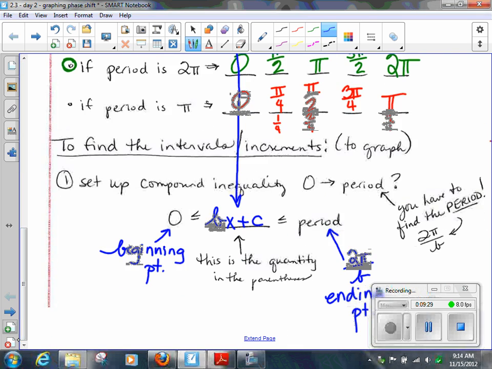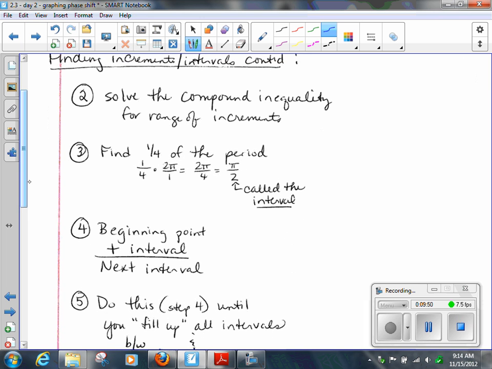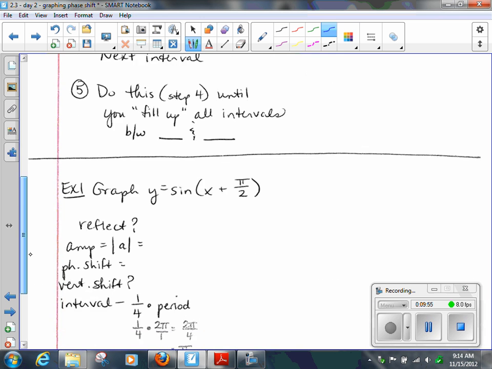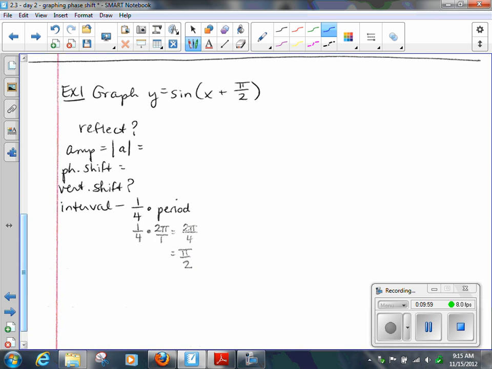Are y'all in 2 pages like that? Yeah, it is. Okay, all right. This is 5 steps to do this. And it's cut and dry, folks. It tells you exactly what to do. Now, my notes are a little bit different from yours. It says you got to solve the compound inequality for the range of increments. All right? Let's see how this all plays out. And I'll refer back to your notes.